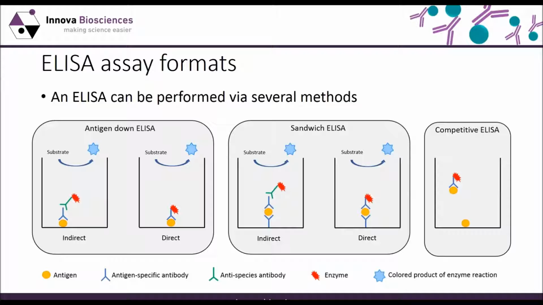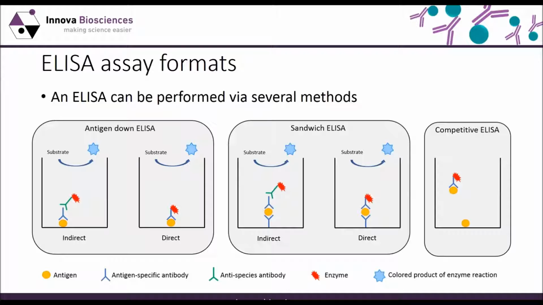During a sandwich ELISA, a capture antibody is bound to the microtiter plate, as shown in the middle panel. The antigen is then added, followed by a second antigen-specific antibody. This type of assay can also use either indirect or direct detection. Indirect detection uses a labelled secondary antibody, while direct detection relies on a labelled primary antibody. This eliminates the need for the secondary antibody incubation step. Sandwich ELISAs are generally more sensitive than antigen-down ELISAs.